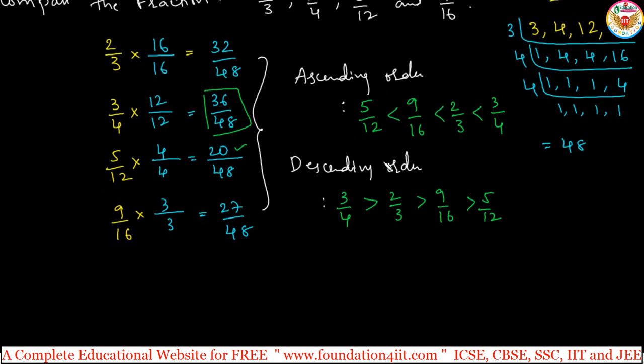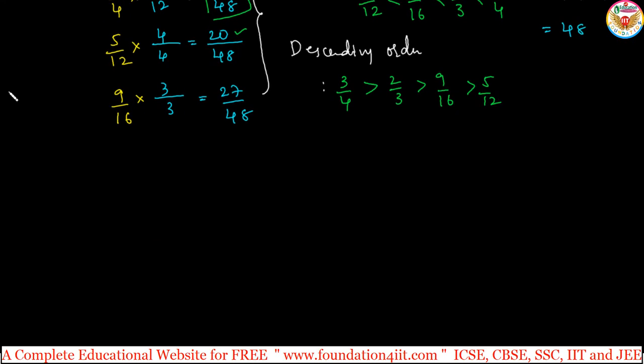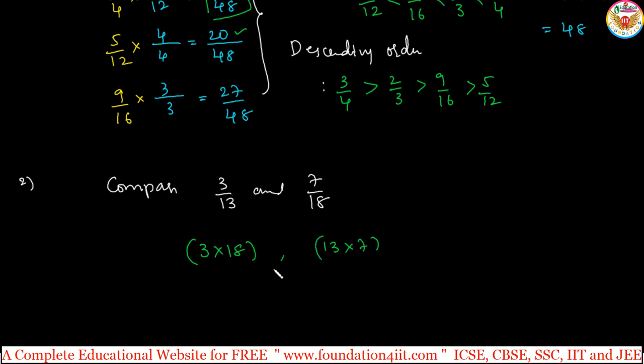I will show you one more method in case only 2 fractions are given to compare. Let us see one example: compare 3 by 13 and 7 by 18. Instead of finding the LCM, we can just use cross multiplication. Cross multiplication means first fraction numerator into second fraction denominator: 3 into 18. The other two: 13 into 7. 18 3s are 54, and 13 into 7 is 91.